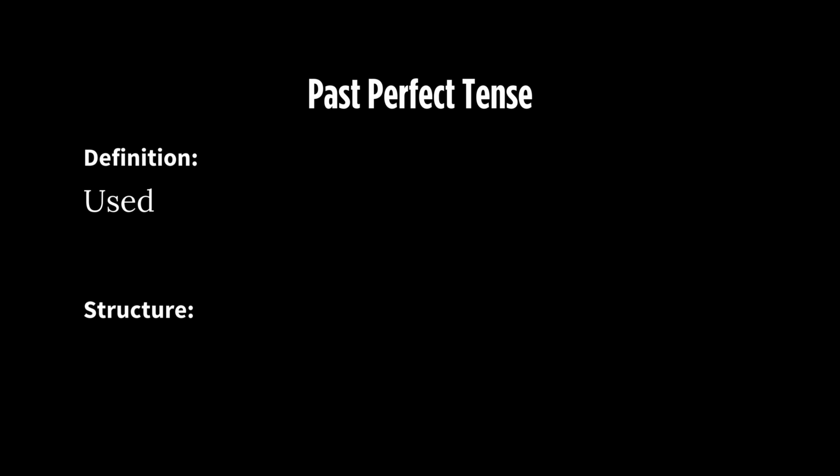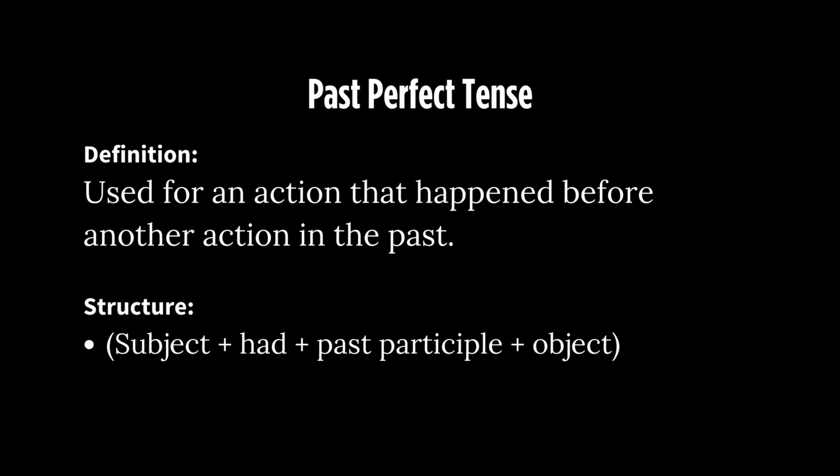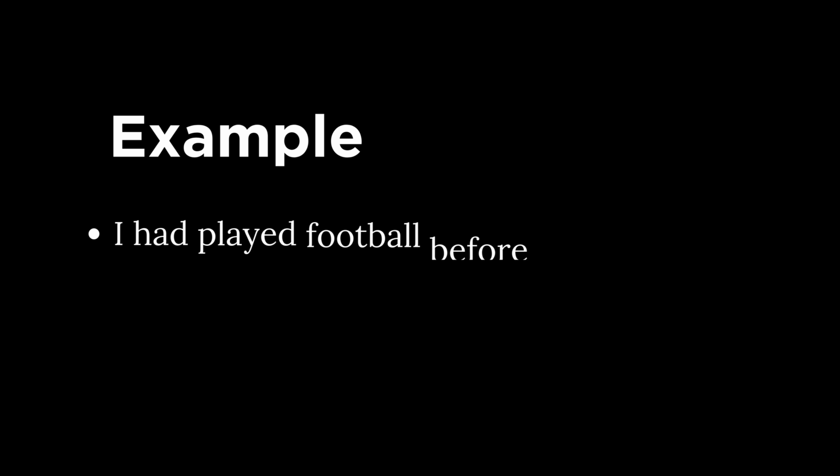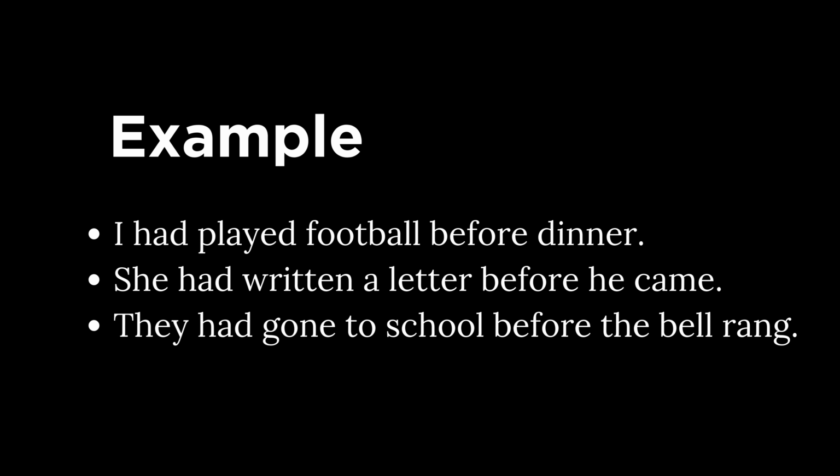Past perfect tense, definition: used for an action that happened before another action in the past. Structure: subject plus had plus past participle plus object. Examples: I had played football before dinner. She had written a letter before he came. They had gone to school before the bell rang.